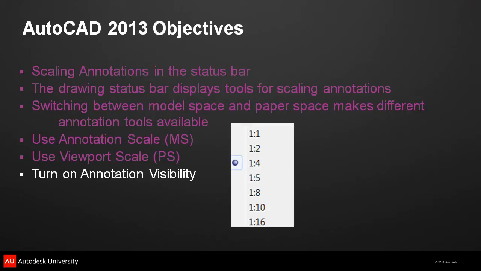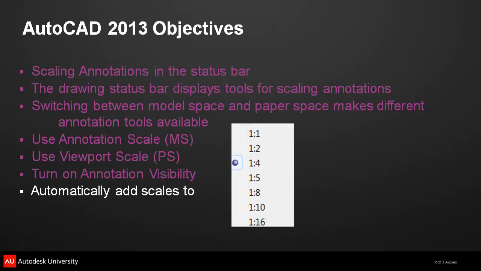You must turn on some tools. The first tool to turn on is the Annotation Visibility tool, and the other tool is the Automatically Add Scales to Annotative Objects tool. Those are the two little icons with the light bulb and the thunderbolt. Make sure you click those on first, and that's a key.